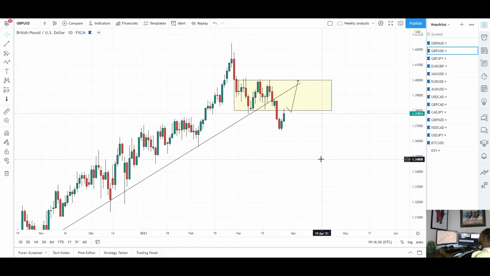So GBP USD, even though it has broken out that trend line, I'm not going to take that too much as gospel just yet, just because the consolidation box is the main thing that I will be focusing on.